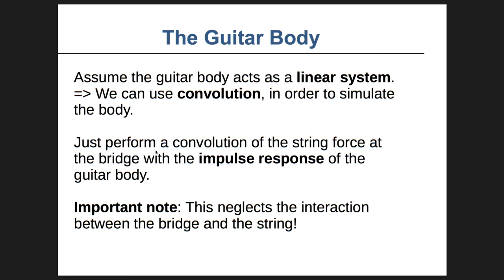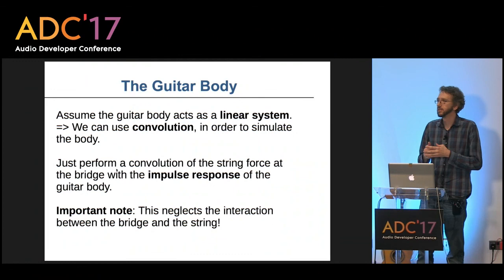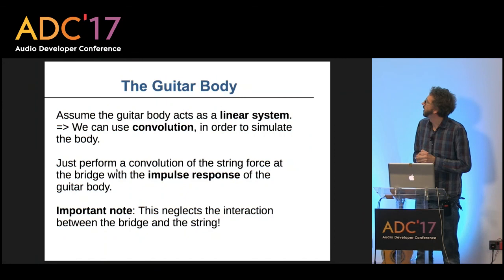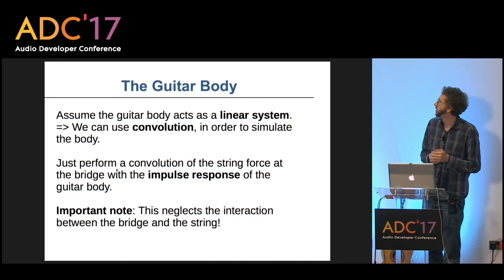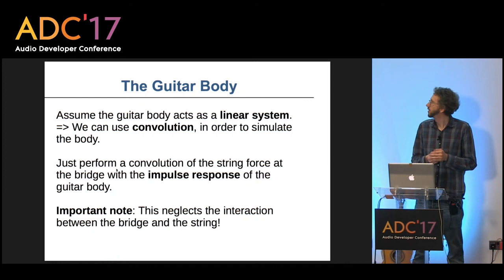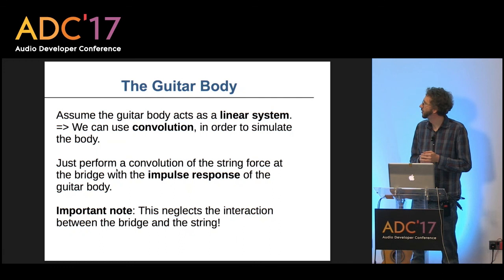Well, we can assume for the moment that the guitar body is a linear system, the same as our wave equation which we're using. And if that's true, then we can use convolution in order to simulate the body. We can just convolve the force at the bridge, which we have been listening to all the time, with the impulse response of the guitar body.